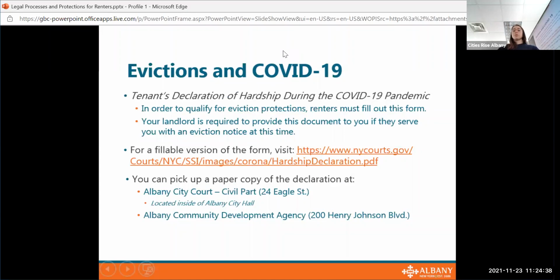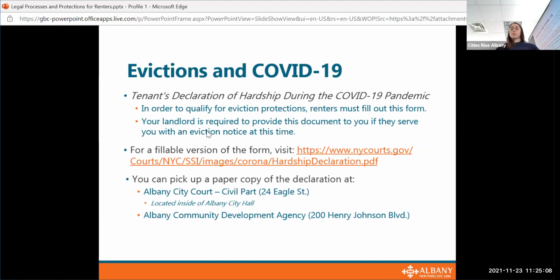So it's also really important for tenants to realize that these protections are not automatic. In order to actually benefit from the eviction protections, the tenant will have to fill out a document called the Tenant's Declaration of Hardship during the COVID-19 pandemic. It's just a simple form stating that you've been impacted financially by COVID and that you would be at risk for either adverse health outcomes or adverse housing outcomes if you were to be evicted.